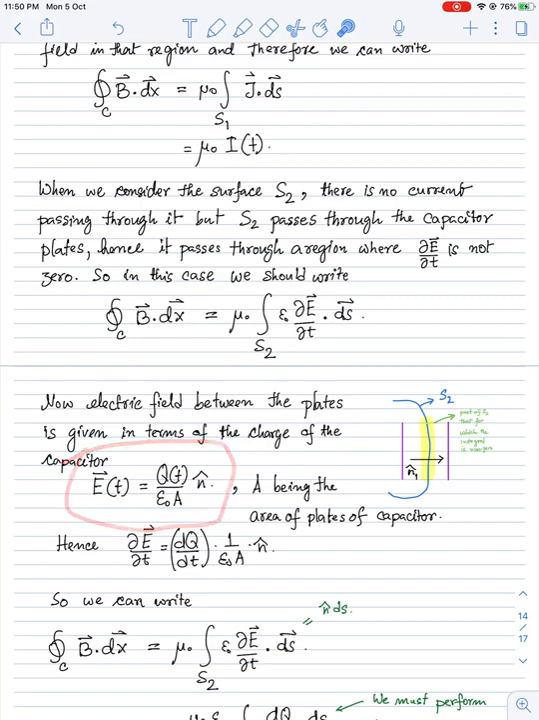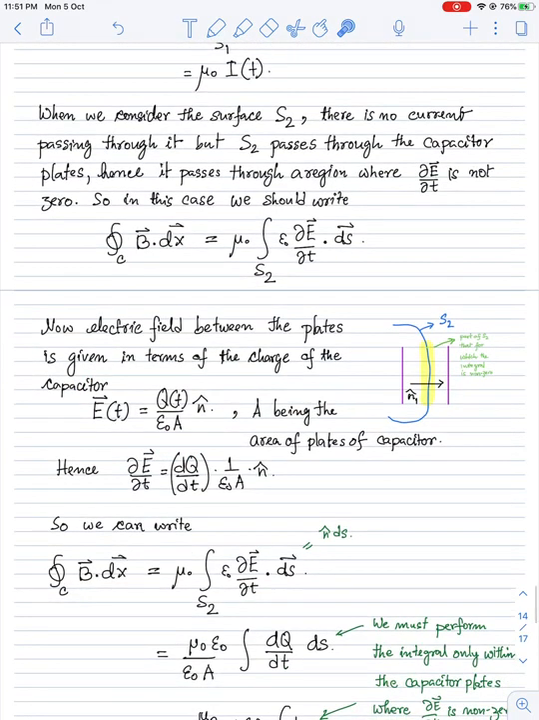You can use some nice Gaussian surfaces here to find out what is the electric field inside a parallel plate capacitor. And that would tell you that it is given by the total charge on the plates, as a function of time, divided by the area of the plates and epsilon naught. This is the total electric field which is produced between the plates of a parallel plate capacitor.